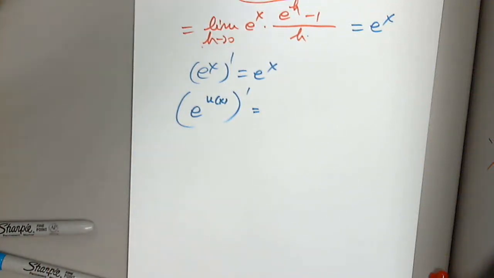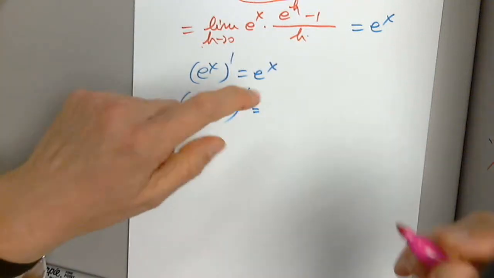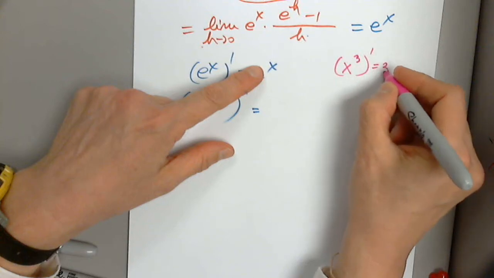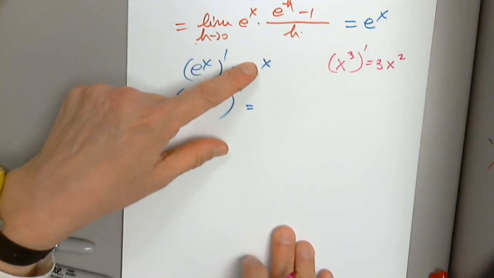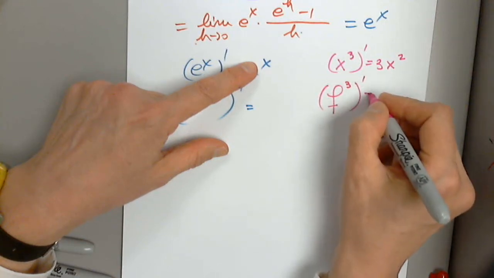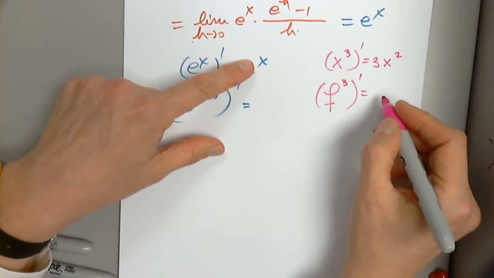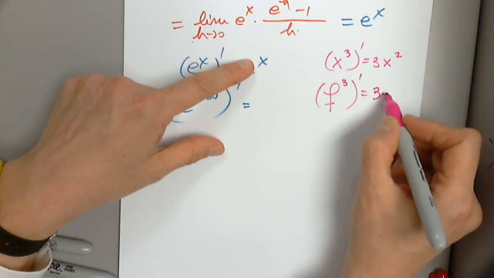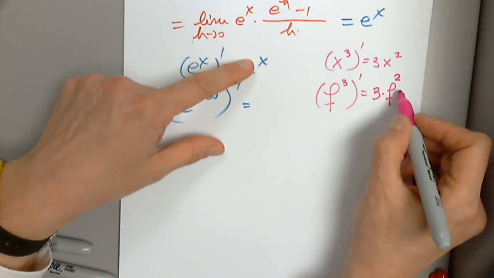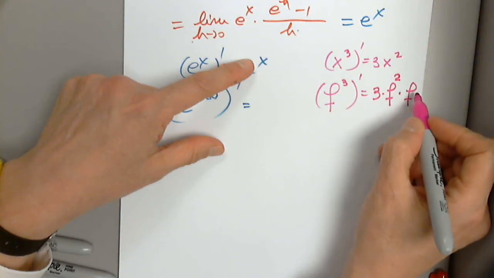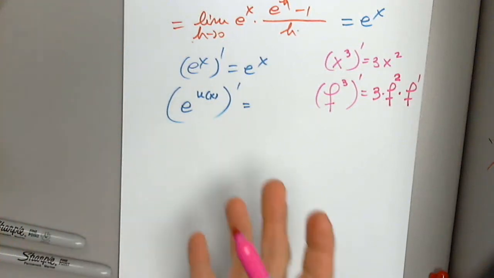Okay, so let's talk about this to refresh your memory. If I differentiate x to the third, I get 3x squared. Agreed? But what if I differentiate a function to the third power, prime? What do I get now? 3, the function squared, times the function prime. Excellent. So you know the answer to this then.